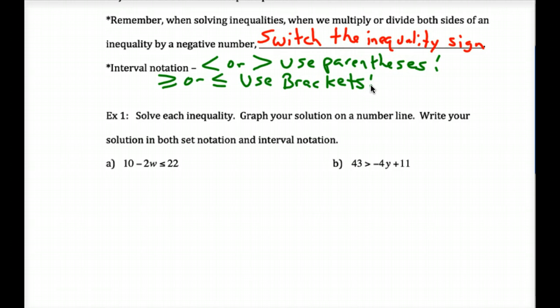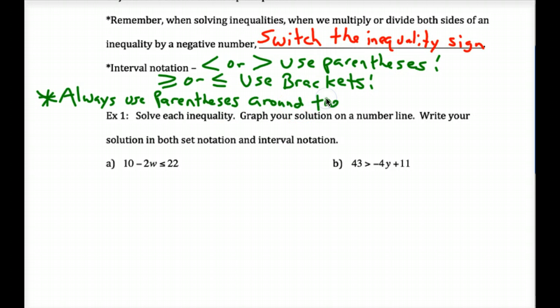In all this stuff today, guys, we're going to have braces, parentheses, and brackets. Do you think you know the difference between the 3? You know what a parenthesis looks like. A bracket looks like this, like half a square, with the 90-degree angles. And braces are the ones that look like birds flying sideways. Put a big old star, guys. Always use parentheses around the infinity sign.